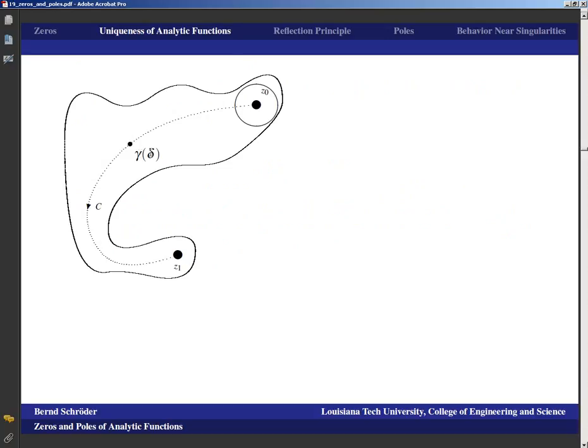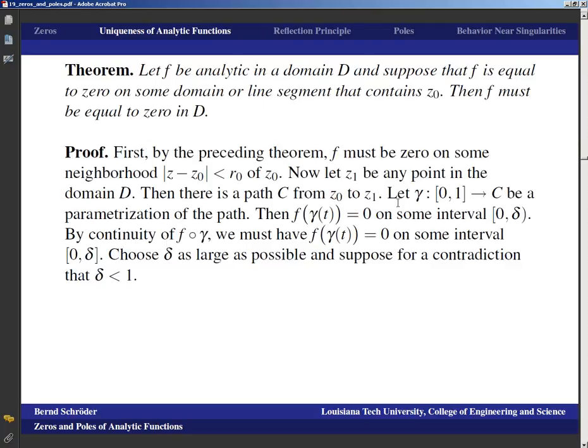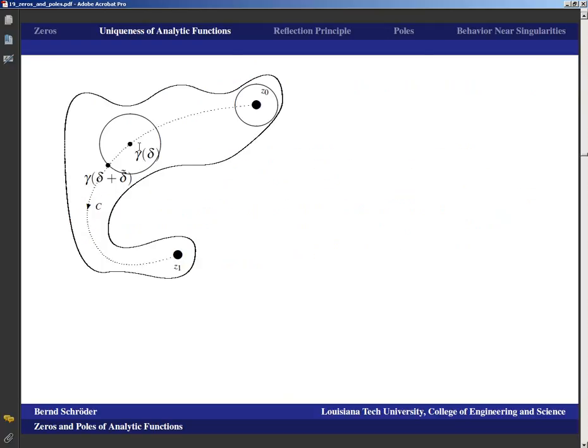And now, however, I can do the same argument, because on this curve, the function has been equal to 0 all the way up to gamma of delta. That means I can find a neighborhood of gamma of delta on which the function will be equal to 0, and that means I can actually expand to delta plus delta tilde, and that's a contradiction. So let's see how this keeps going. I've chosen delta to be as large as possible, and I suppose for a contradiction that delta is smaller than 1. That's when we're in this previous picture that our gamma of delta is not at z1.